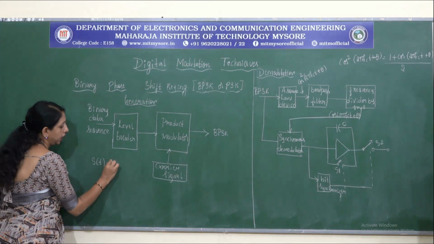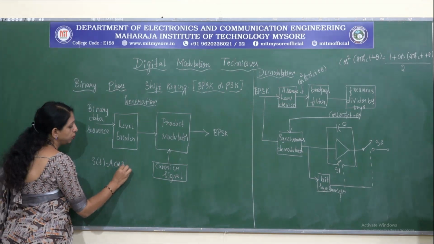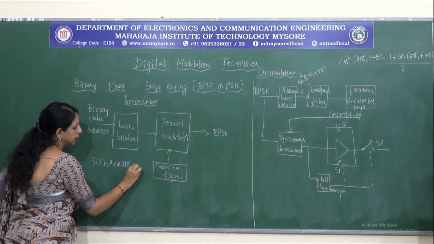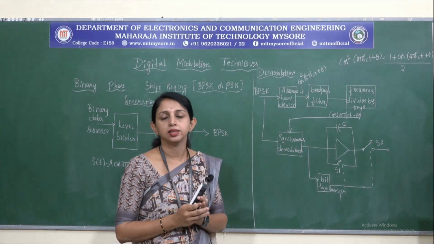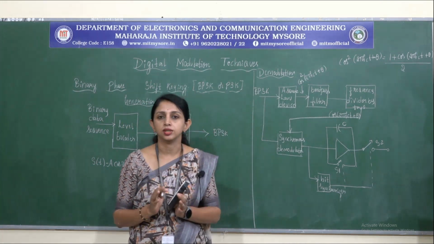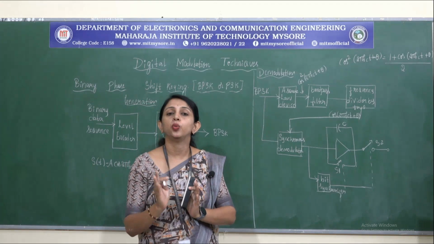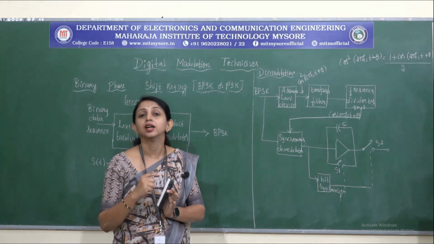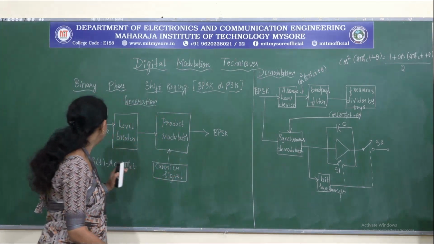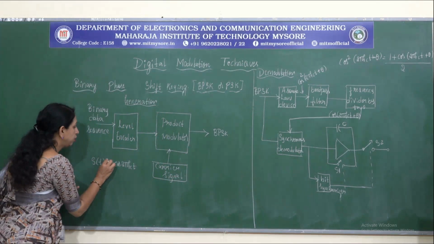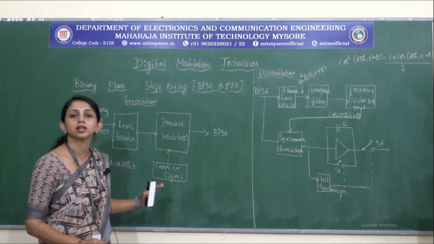So in the generation, as we know, we need an input. What is our input? The input is a digital signal, since we are dealing with digital modulation techniques. We usually vary the phase of a carrier in accordance with the digital signal b of t. So here is a general equation.